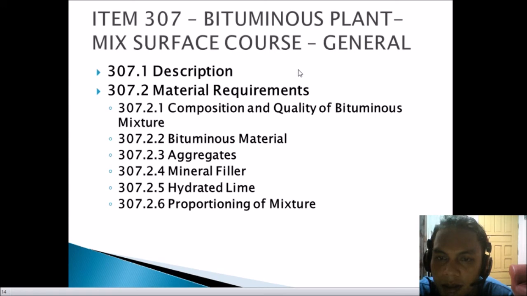So next is 307.2.3, the aggregates. Aggregates shall conform to the applicable items of the specification. 307.2.4 is the mineral filler. It shall conform to the requirements of item 703, mineral fillers. Next is 307.2.5, the hydrated lime, which also conforms to the requirements of item 701 in the construction line. So 307.2.6, proportioning of mixtures.